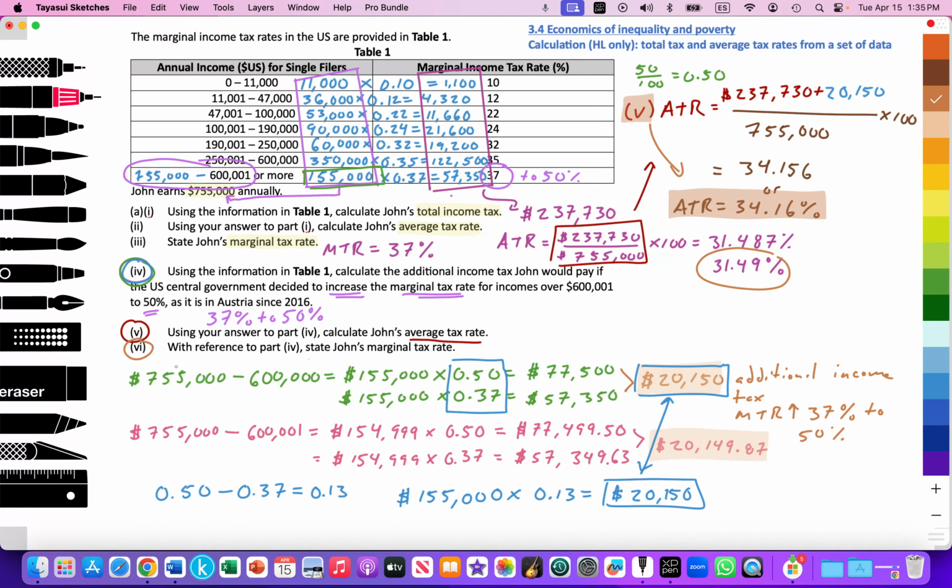And the last question, with reference to Part 4, state John's marginal tax rate. We know that his new marginal tax rate is simply 50%. His new marginal tax rate is now equal to 50%.